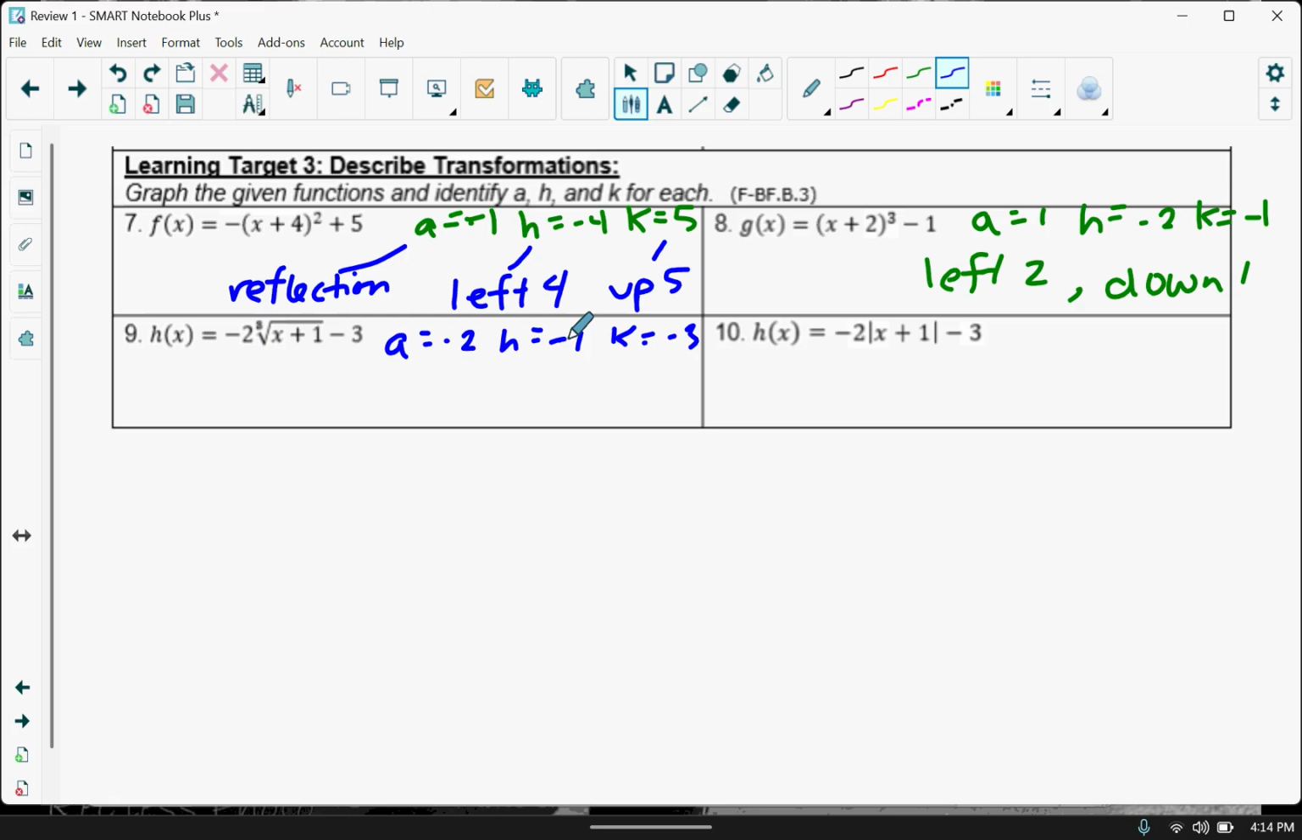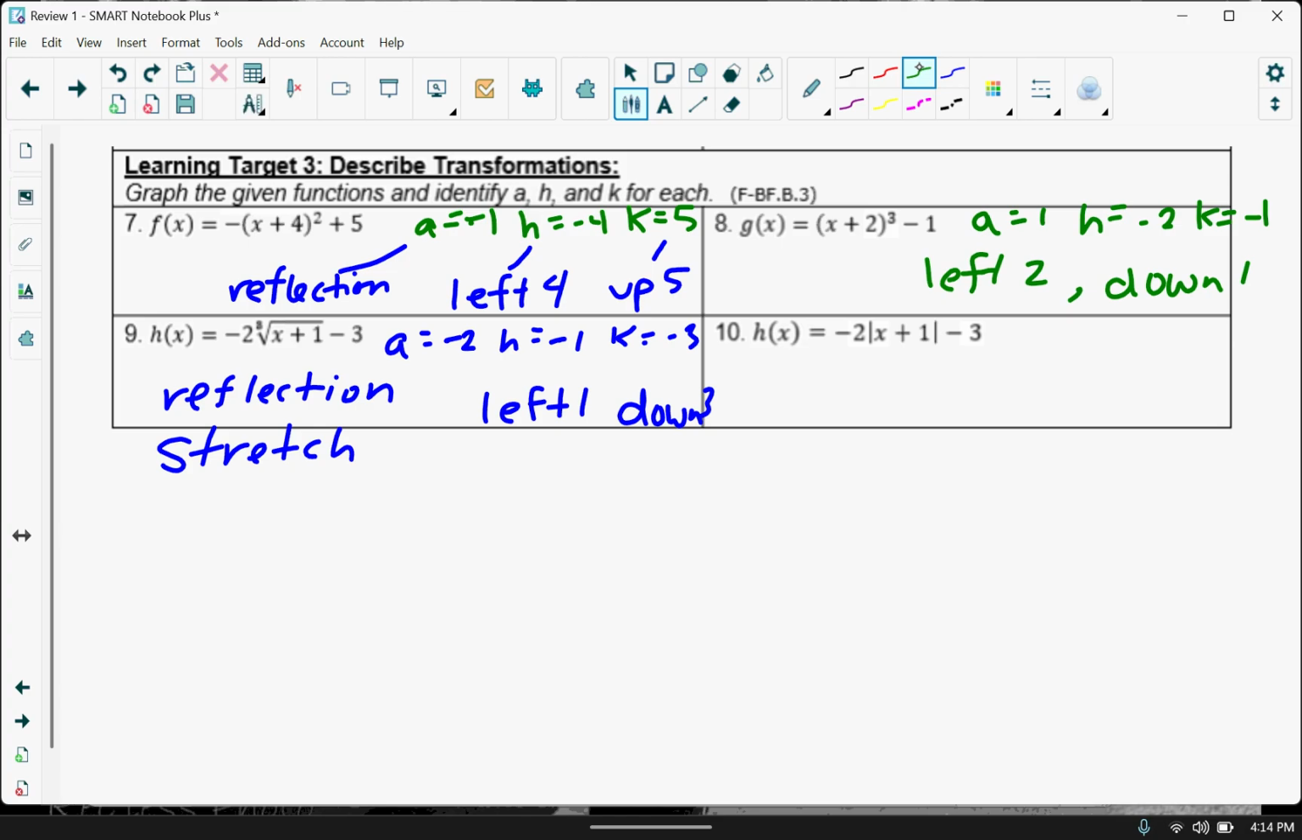So if we want to talk about what these do, a does two things. A is going to be a reflection because of the negative, but it's also going to be a stretch because of the 2. Anytime you have a number higher than 1, it causes the graph to get taller, so it's going to be a stretch. H of -1 means left 1, and then k of -3 means down 3.